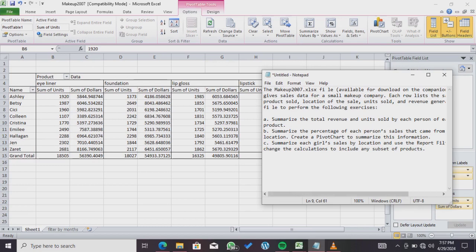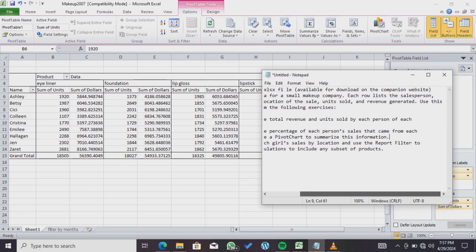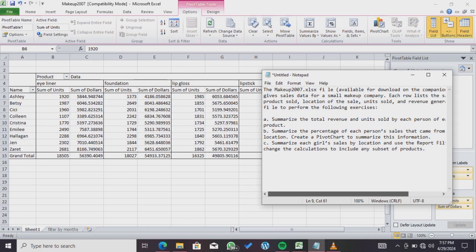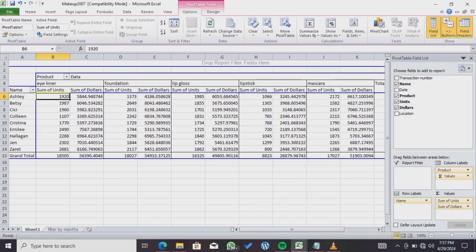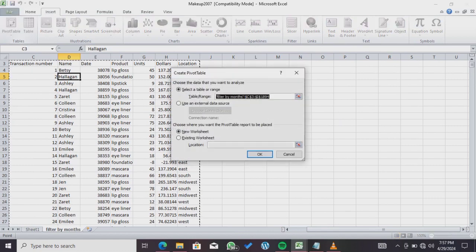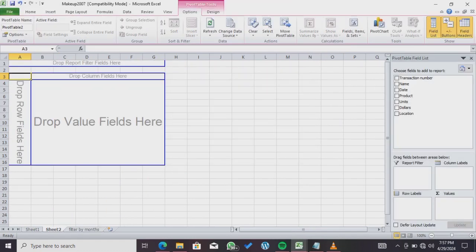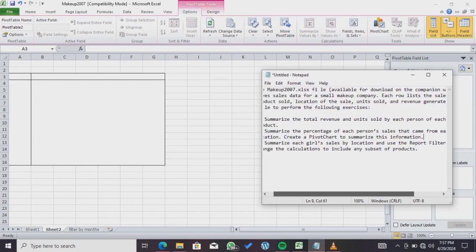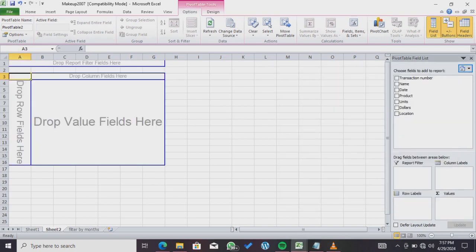So B: summarize the percentage of each person's sales that came from each location. Create a pivot chart to summarize this information. All right. First of all, as usual, let's go back to the data. Create a new pivot table. So we want to know each person's sales by location.